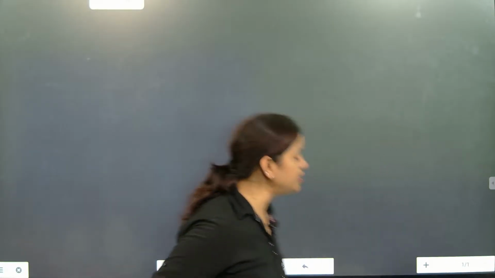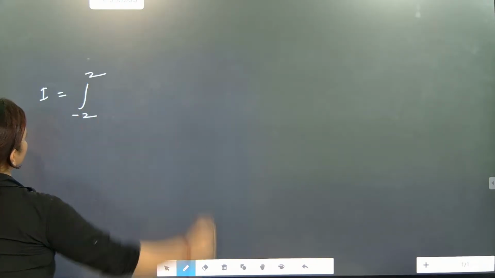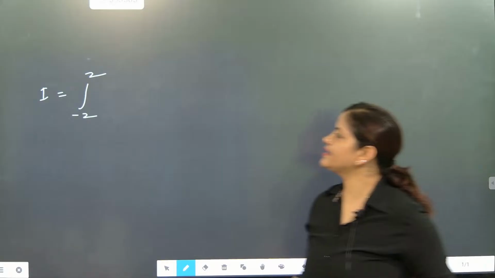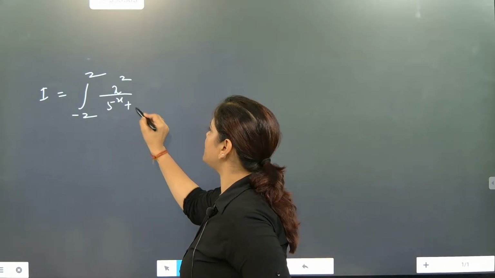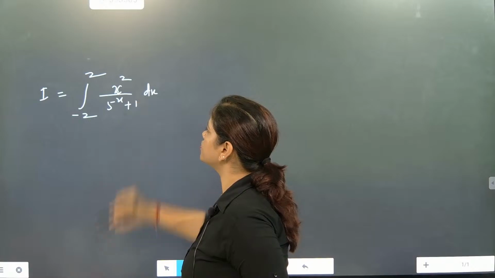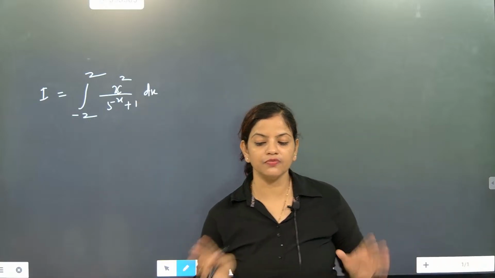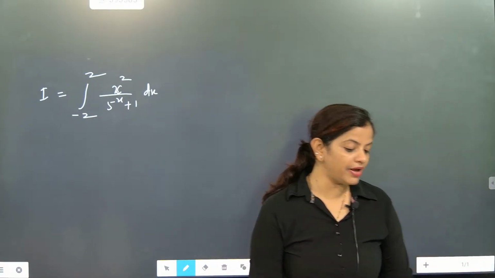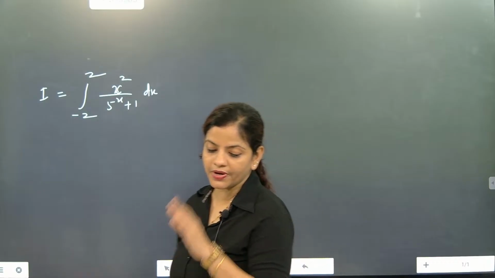Question is minus 2 to 2. I is equal to minus 2 to 2. Note down. I is equal to minus 2 to 2 x square by 5 to the power x plus 1 dx. The question goes totally to you. Whichever property, whatever content you want to solve, you want to write down and solve the question. That is x square by 5 to the power x plus 1. Lower limit is minus 2, upper limit is 2.